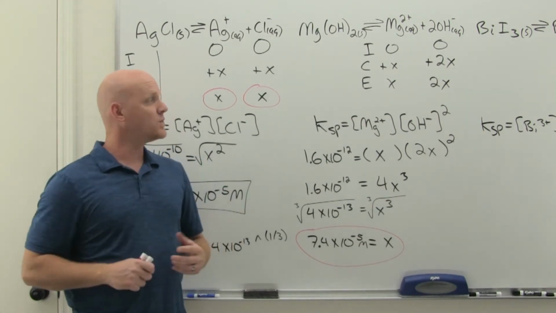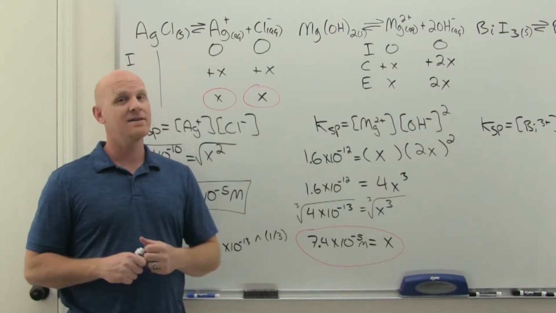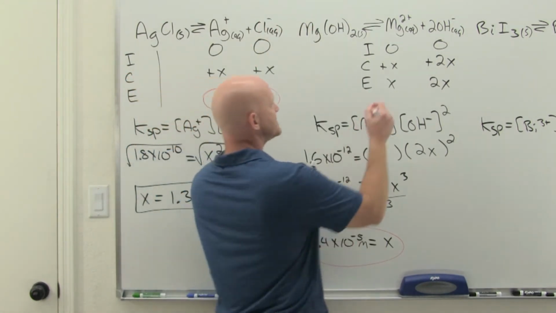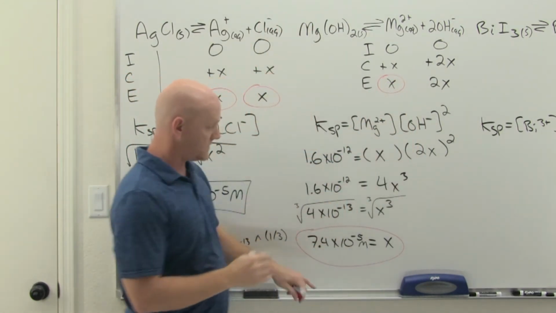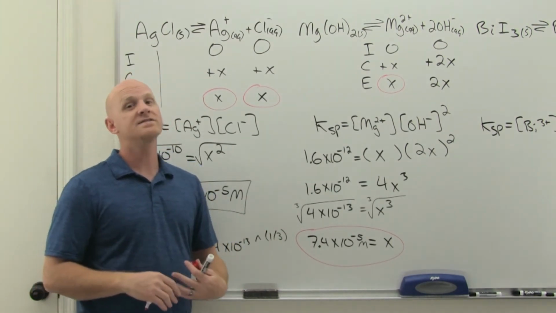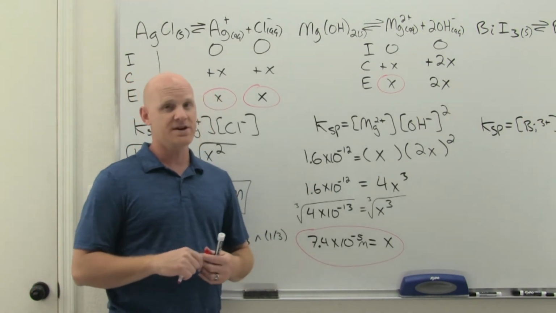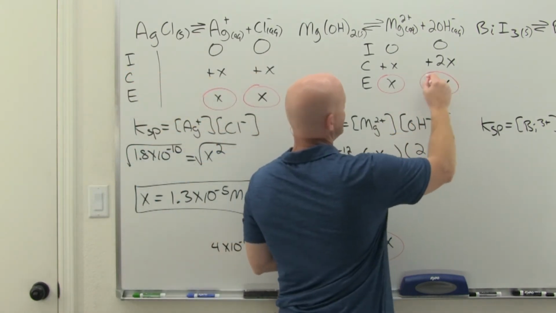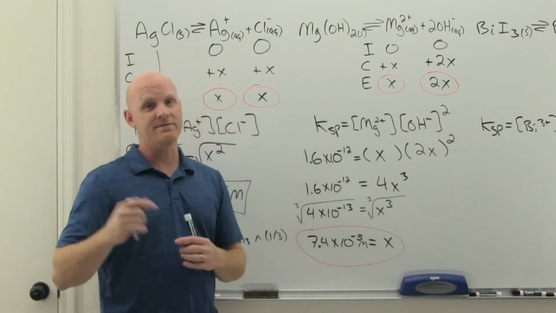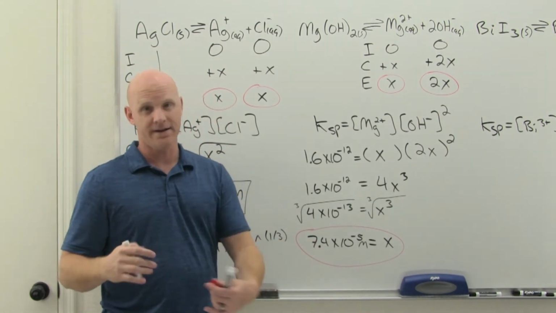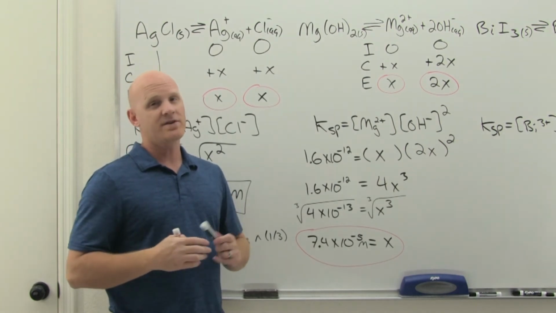Now, had the question been, what's the concentration of magnesium ions in a saturated solution of magnesium hydroxide? Well, I'd have to look on my ICE chart and be like, oh, it's equal to x. And it would still be 7.4 times 10 to the negative 5 molar. But if the question is, what is the hydroxide concentration in a saturated solution of magnesium hydroxide? I look at my ICE chart, and it's not equal to x. It's equal to double that value. And so I'd have to take that 7.4 times 10 to the negative 5 and double it, to answer the hydroxide concentration.